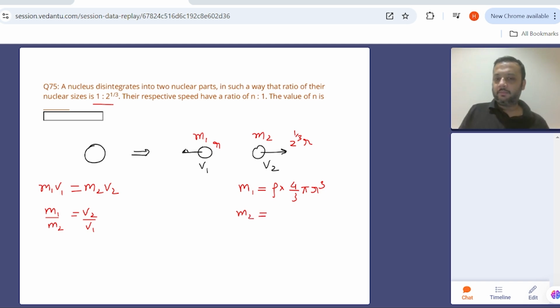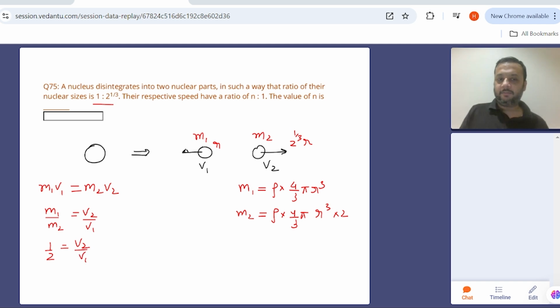Similarly, m2 can be written as nuclear density, which is rho, into 4 by 3 pi r cube, and here r cube will become r cube into 2, because 2 to the power 1 by 3 will become 2. Now from here we can say that m1 is to m2. So m1 by m2 will become how much? If you take the ratio m1 by m2, you can see very well that rho will get cancelled. 4 by 3 pi r cube will get cancelled. So this will become half.